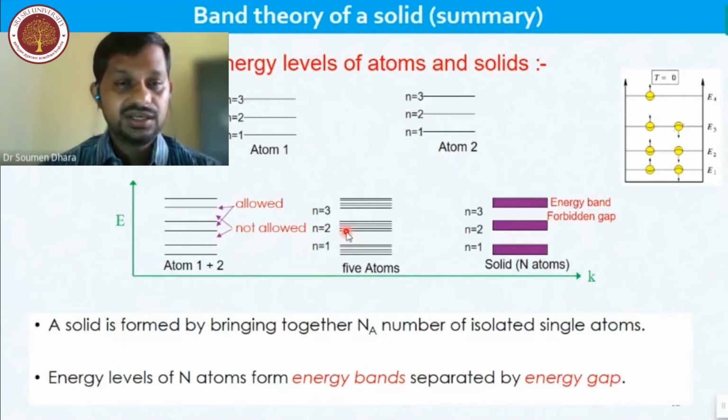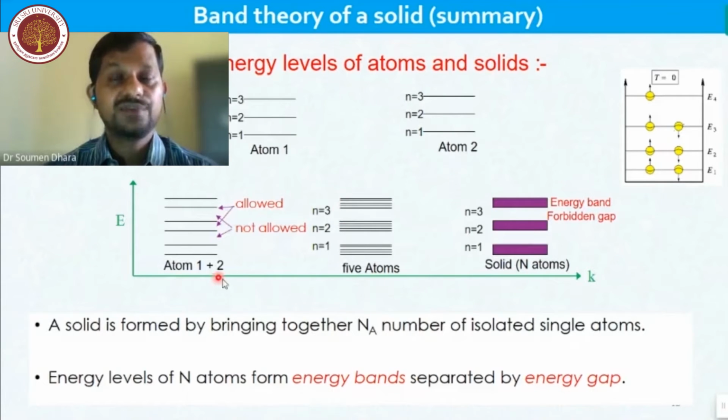Now, if you generalize this picture of a solid made with two atoms to a solid made with five atoms, what will be the picture of their energy levels?